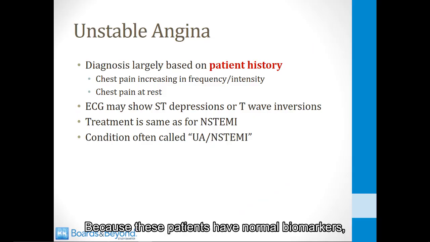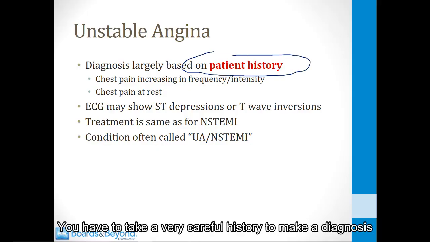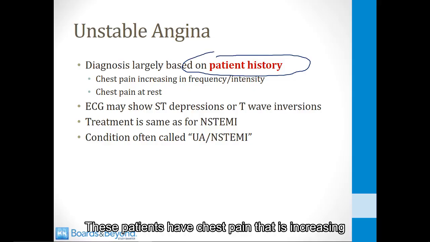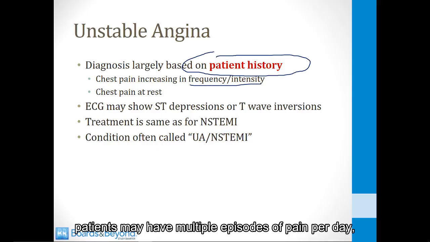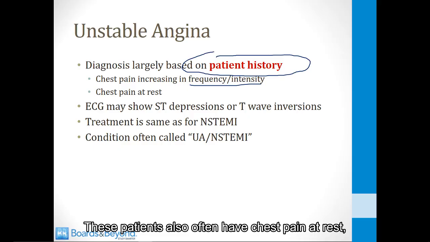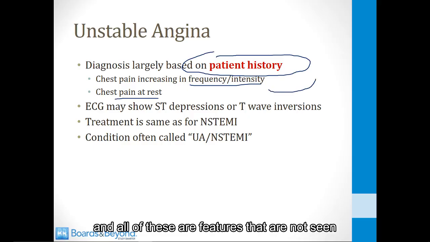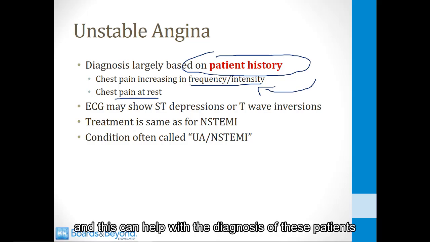Because these patients have normal biomarkers, the diagnosis is based largely on the patient's history. You have to take a very careful history to make a diagnosis of unstable angina. These patients have chest pain that is increasing in frequency and intensity. For example, patients may have multiple episodes of pain per day, and the episodes may be getting more and more severe. These patients also often have chest pain at rest, and all of these are features that are not seen in stable angina. Sometimes there are ECG changes, and this can help with the diagnosis.